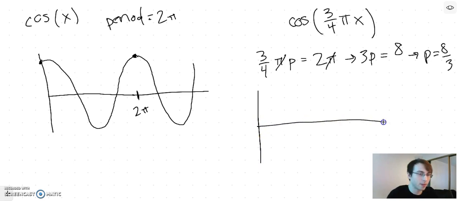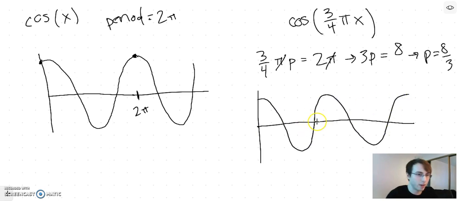So now when we graph it, we're going to have the period now being 8/3, and then the next time it repeats up here, it'll be 16/3. So yeah, you just got to set the inside equal to 2 pi, find what the period is, and then label that on the graph.